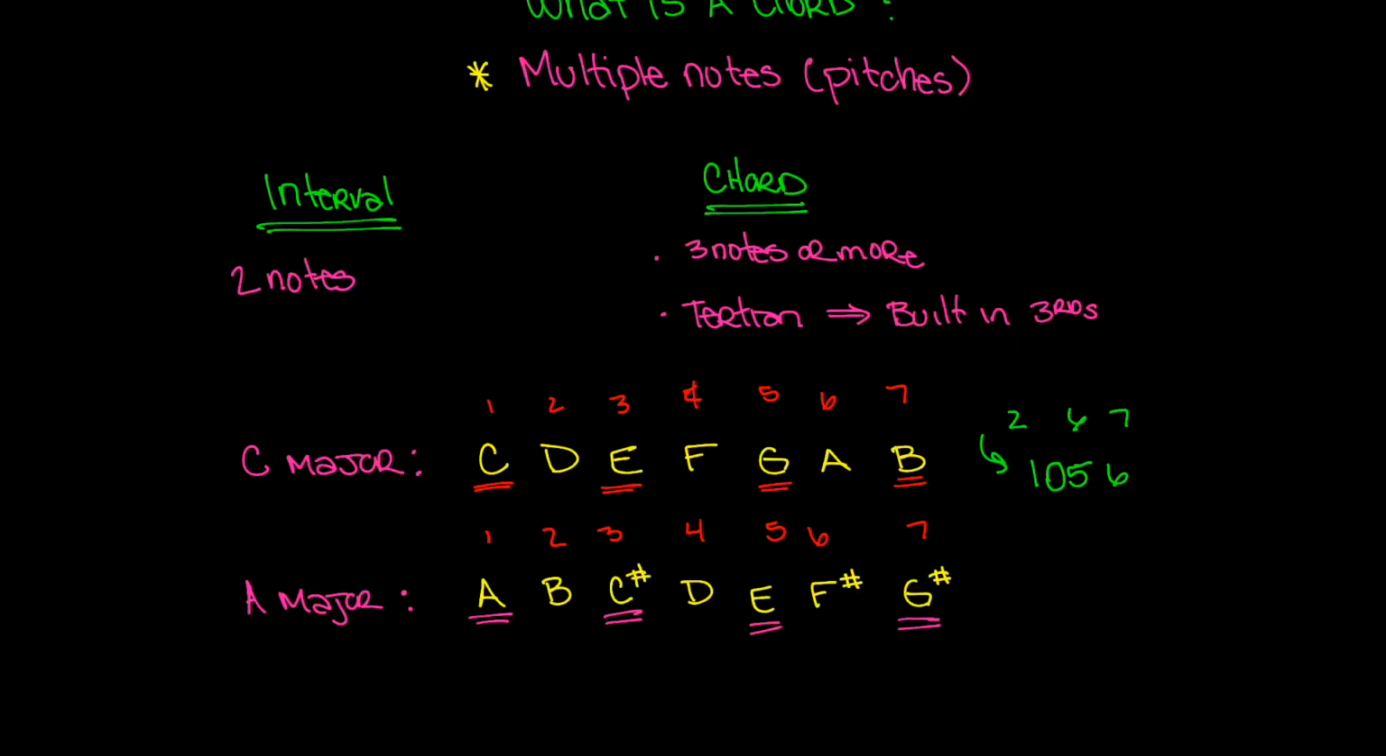Does this mean that they always have to be tertian based, like everything is built in thirds? And the answer is no. There are plenty of examples where chords are not built in thirds, but in general, we want to see that.